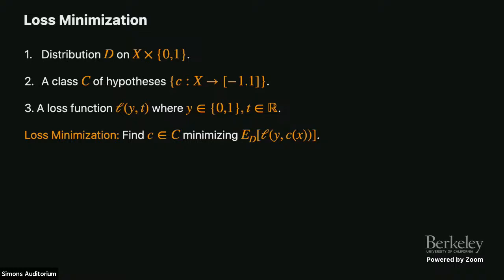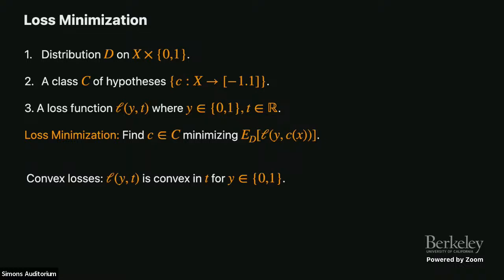And then what loss minimization tries to do is to find the hypothesis in this class C which minimizes your expected loss, the expected loss under D of L of Y comma C of X. Just to check, everything type matches because we're allowing for real values here and C of X is real valued. But this is a very deceptively simple paradigm, which is extremely powerful. Just look all around us.